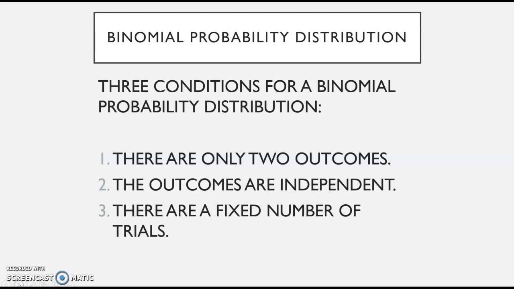This has some nice rules and some nice math behind it if you have 3 specific conditions. So our conditions are there can only be 2 outcomes. Like our coin flip, we had heads or tails, that's it. The outcomes have to be independent, so the second flip cannot depend on the first. And then we have to have a fixed number of trials.